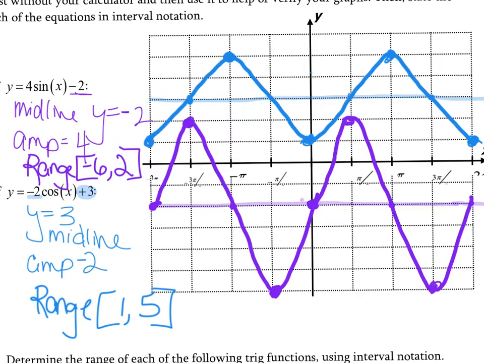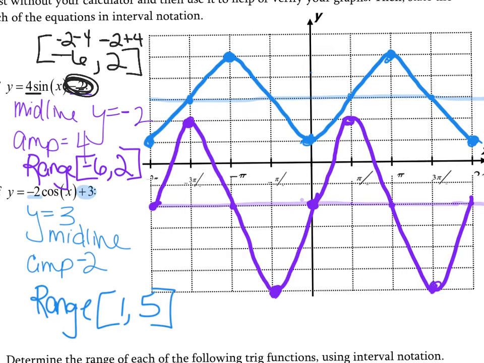Now, here's a little trick on getting your range without even graphing. If I look at my sine graph, if my midline is -2 and my amplitude is 4, I am going to take my -2 and subtract my amplitude, which is -6. Then I'm going to take my midline of -2 and add my amplitude, and that gives me 2. Same thing.